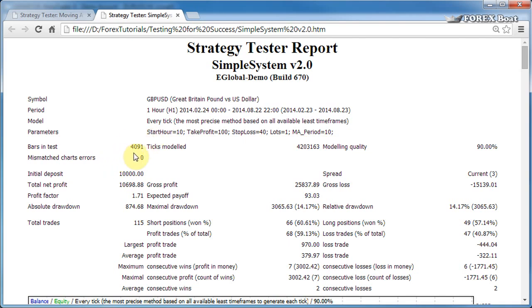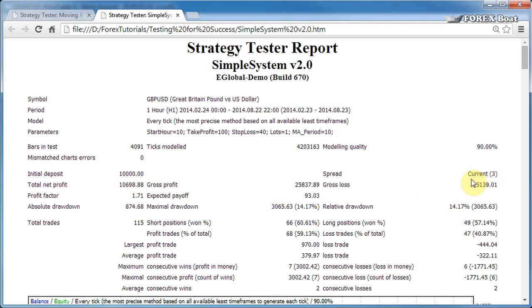Bars in test: there was a total of 4,000 hourly bars in this specified 6-month period. The number of ticks modeled was just over 4.2 million ticks, and the modeling quality was 90%, which is very good. Mismatched chart errors is 0, which is also a good thing. If this number is just above 0, then that's not really a big deal. That just means that there were some irregularities in the data. Initial deposit is the starting balance of the test.